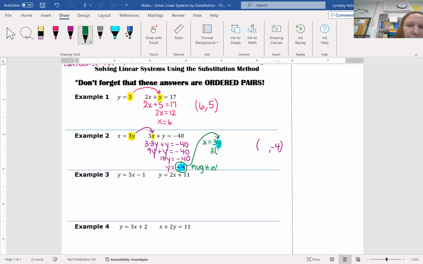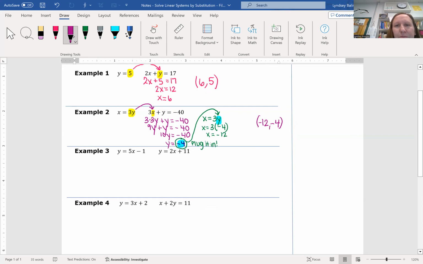And 3 times negative 4 means our x value is negative 12. So final answer is negative 12, negative 4. Okay, I could have also plugged that negative 4 into that 3x plus y equals negative 40, but then you're sitting there solving another two-step equation, and you don't want to do that if you don't have to. So whatever is easier to plug it into, use that one.